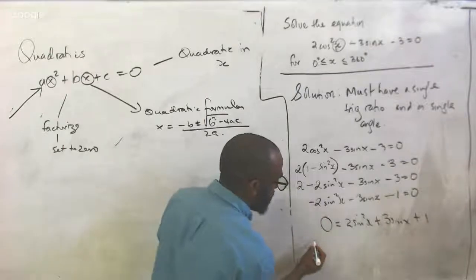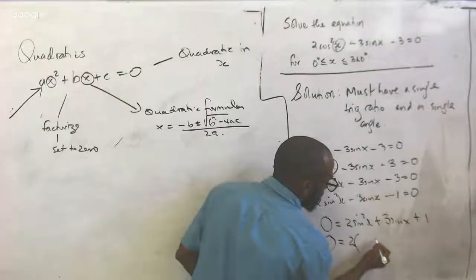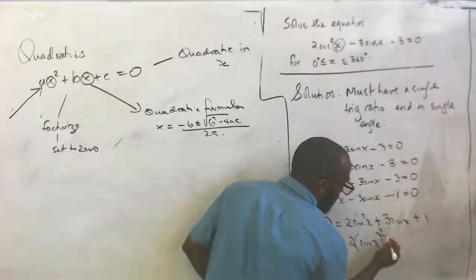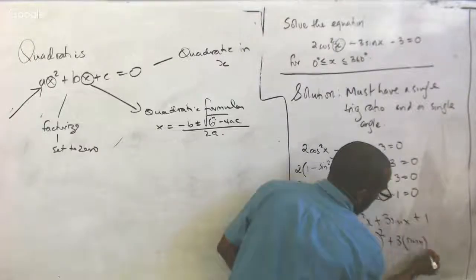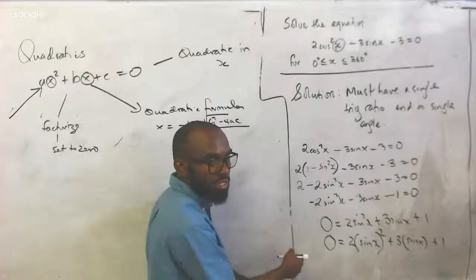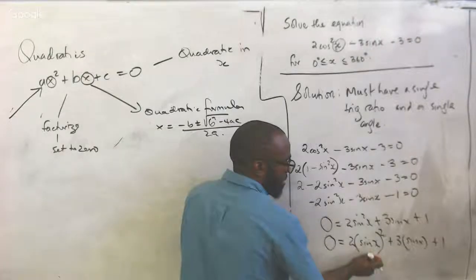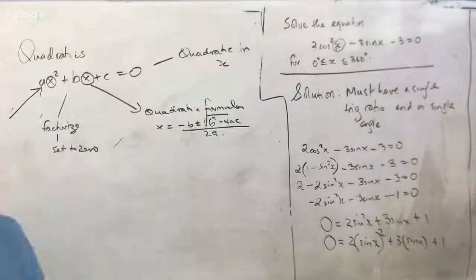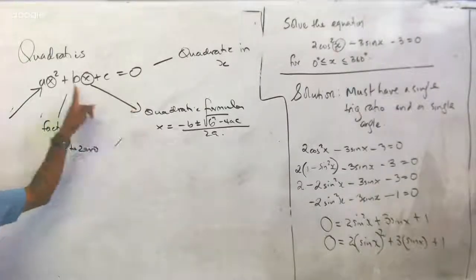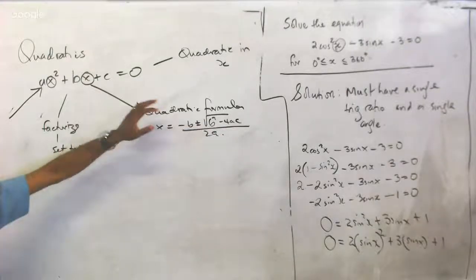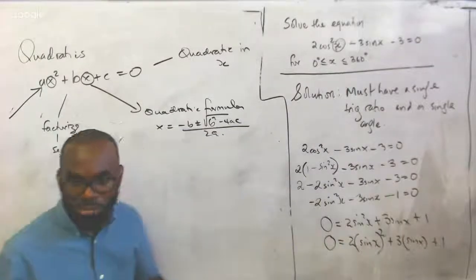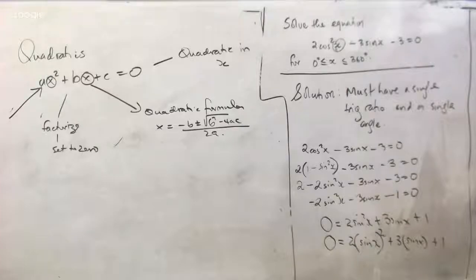So then I will say, just so that we can all see, what is sine squared of x? It's really sine of x, squared, plus 3 times sine of x plus 1 equal to 0. So can you see that this is like a x squared plus bx plus c? It's a quadratic in sine of x. So unlike this one, where I would have put x equal to minus b plus or minus, I would have to say sine of x is equal to minus b plus or minus the square root of, da da da.